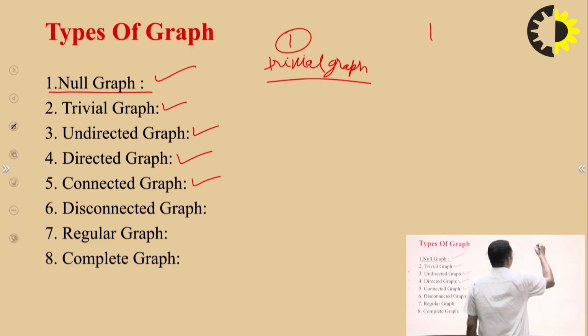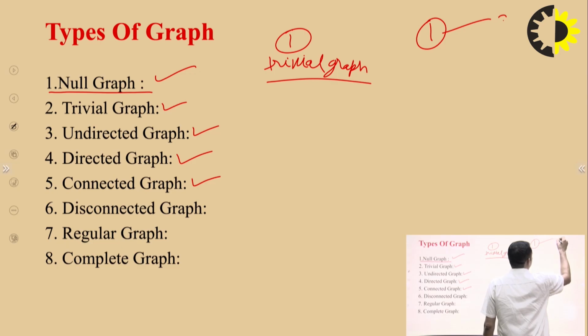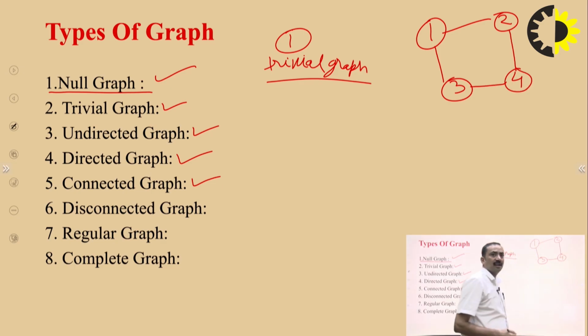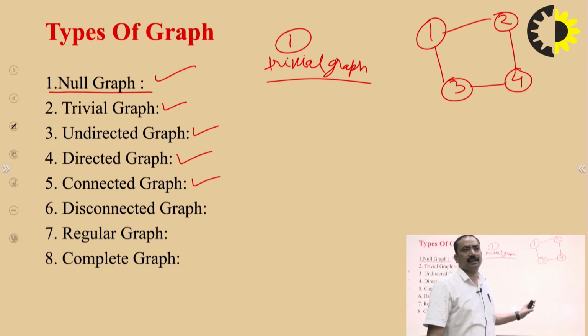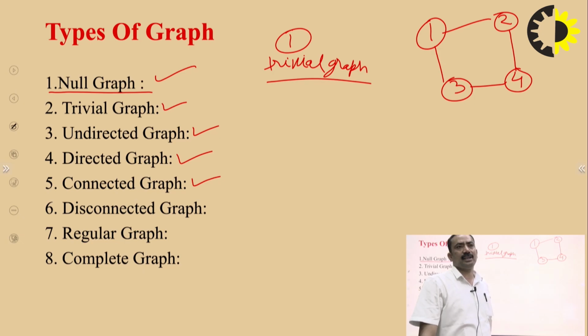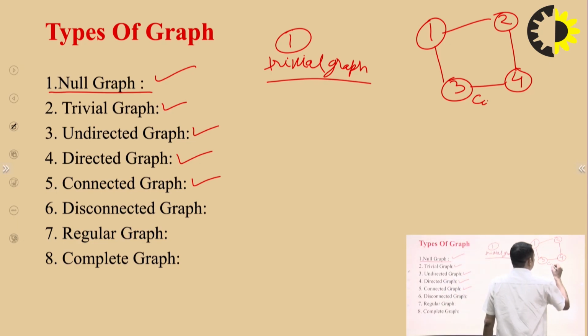Like we can have this: 1, 2, 3, 4. So we can say this is a connected graph. From any one node, we can visit any other node in the graph. We can say it is a connected graph.